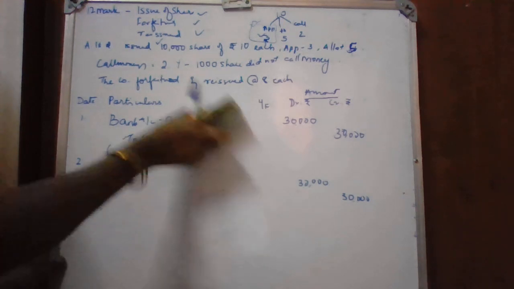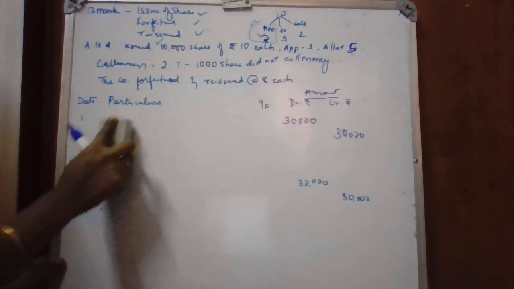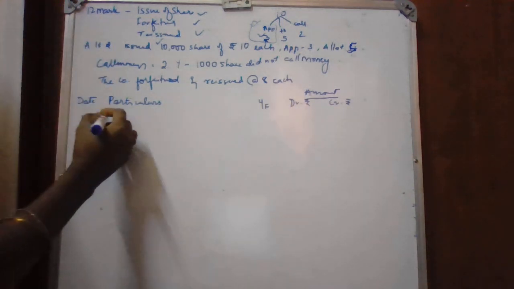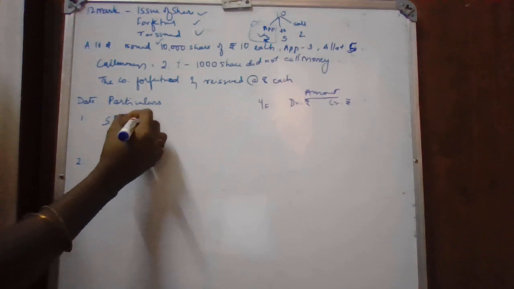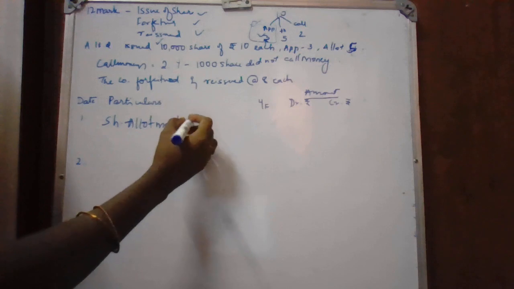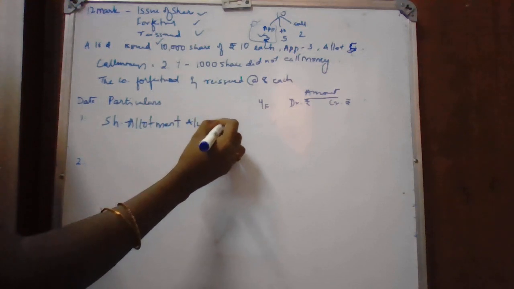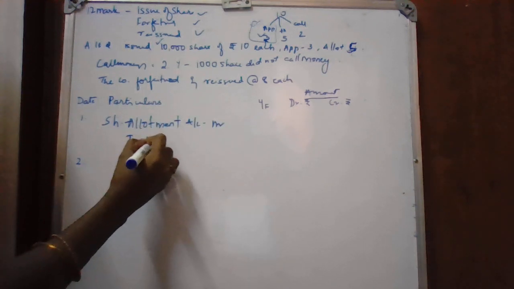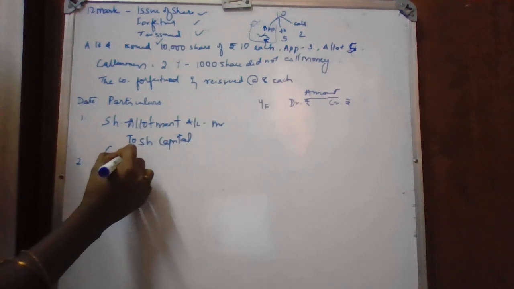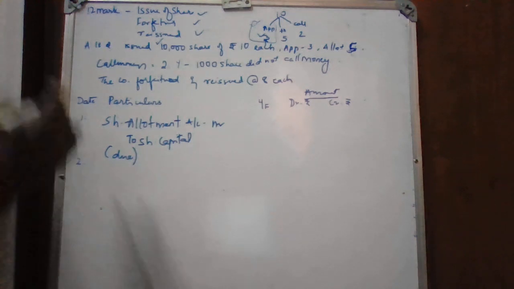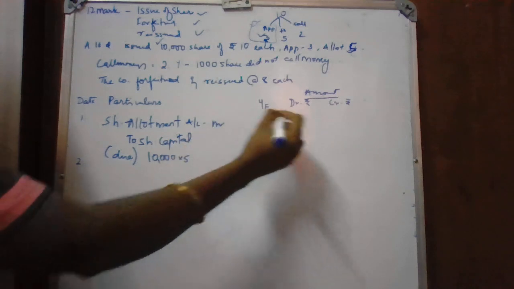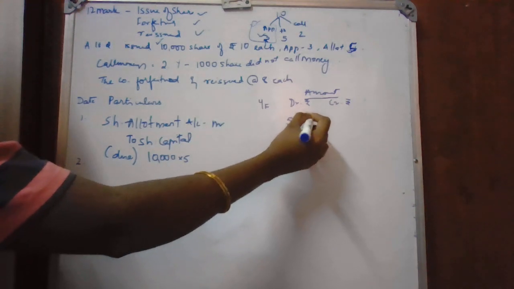Next, journal entry will be allotment stage. Allotment stage, first it shall be the due entry. So, due entry will be share allotment account debit. Please use full forms. Share allotment account debit to share capital. Being allotment money due on 10,000 shares of rupees 10 each. So 10,000 into 5, 50,000.